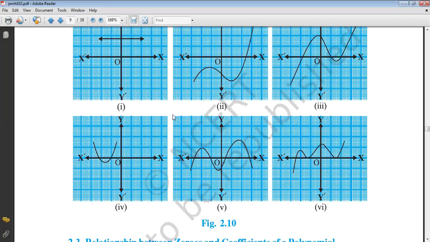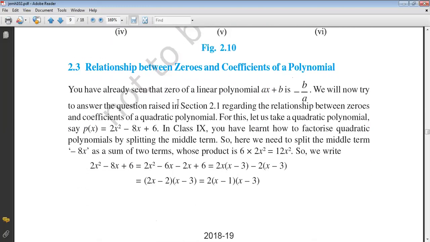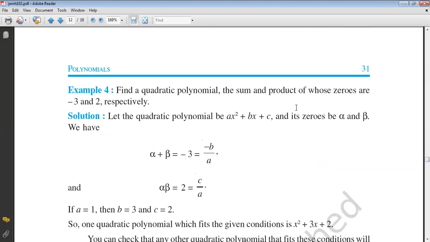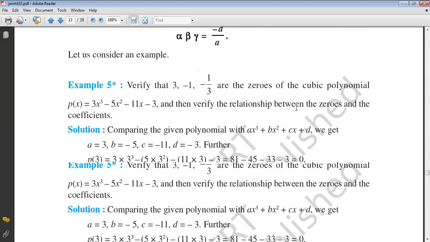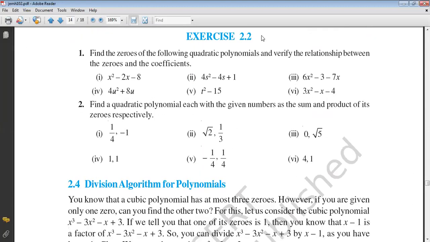So this was the geometrical representation. Then we studied the relationship between zeros and coefficients of polynomials, and we'll directly go to exercise 2.2. The question is: find the zeros of the following quadratic polynomial and verify the relationship between the zeros and the coefficients. The first one is x square minus 2x minus 8.